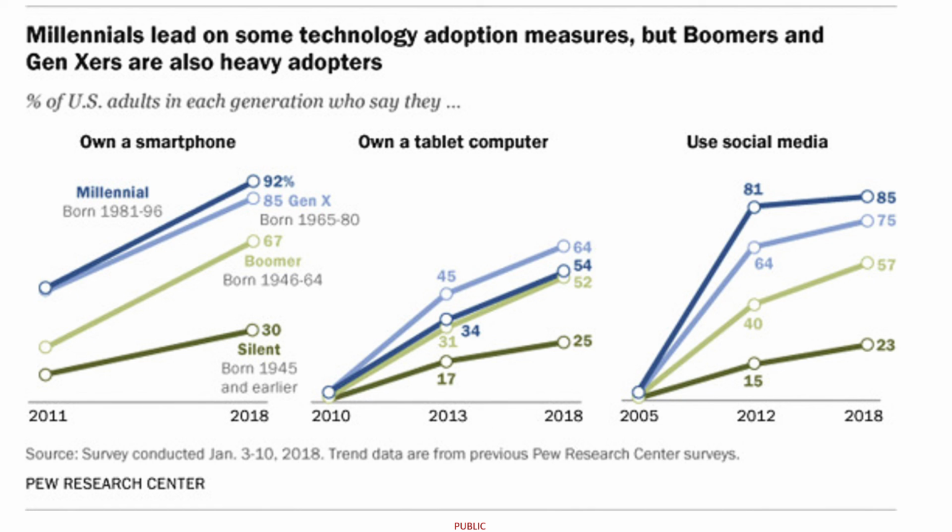Number one is owning a smartphone, then owning a tablet computer, then using social media. I can explain social media, as maybe all the rest are very easy. This graph is based on 2005 to 2018. 81 to 85% of millennials use social media, then 64 to 75% of generation X, then 40 to 57% of boomers, and lastly 15 to 23% of silents use social media. So that's all from my side.